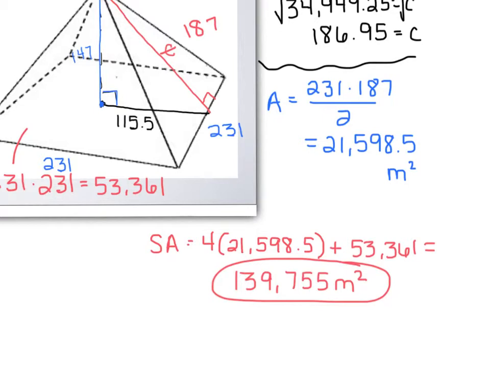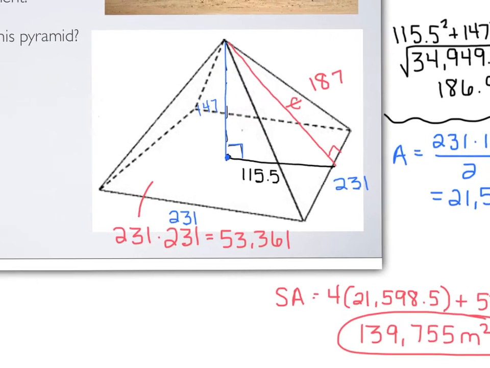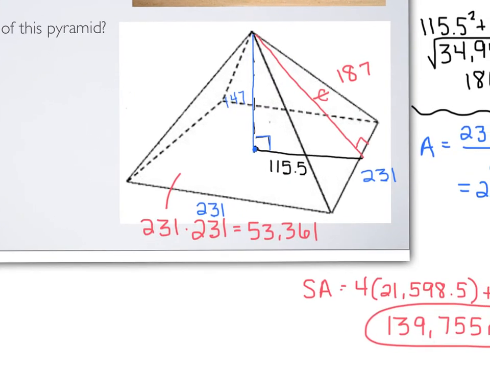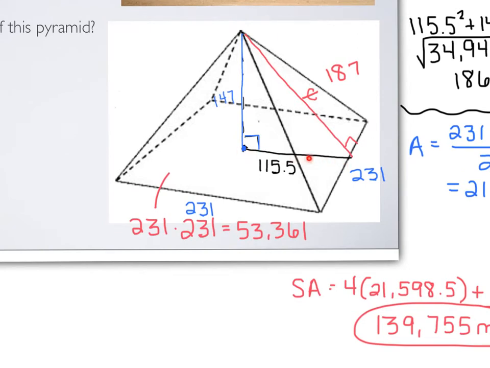Like, I guess I'm confused when we got the 115.5. Oh, okay. The 115.5 came from that black line there. This black line here. Do you see that it's half of the total distance across the base? So I took that 231 and cut it in half. If I were to draw in the rest of it, like going this way, then that whole distance would be 231. But I cut it in half so I could do Pythag.